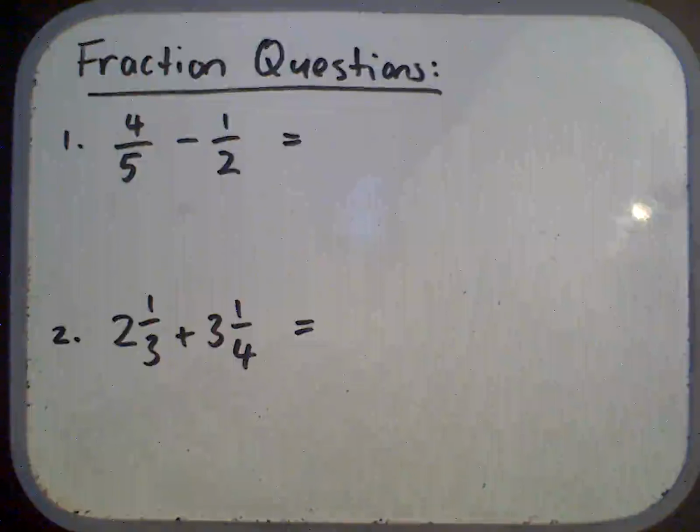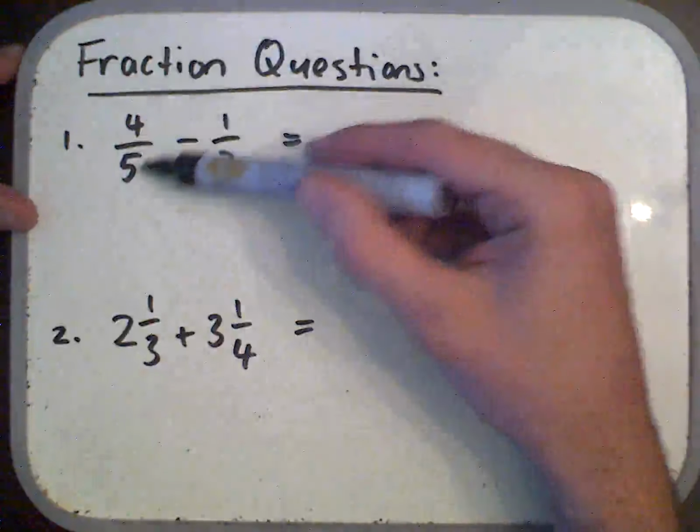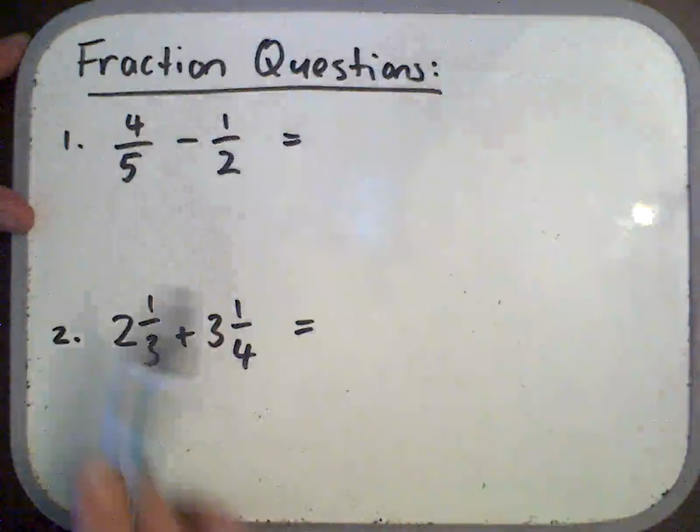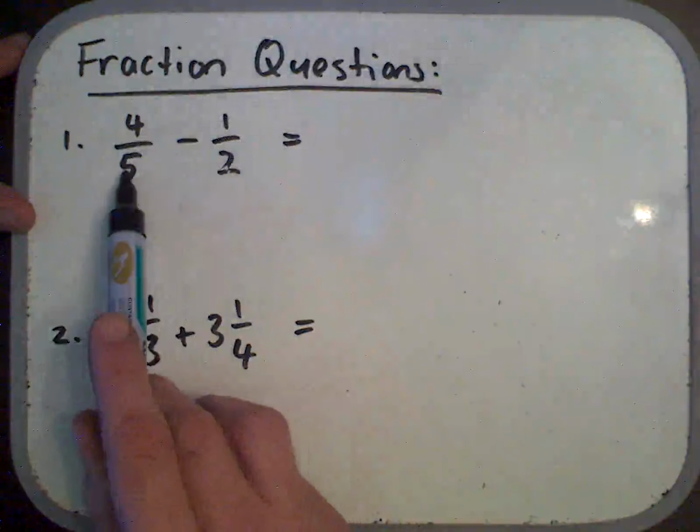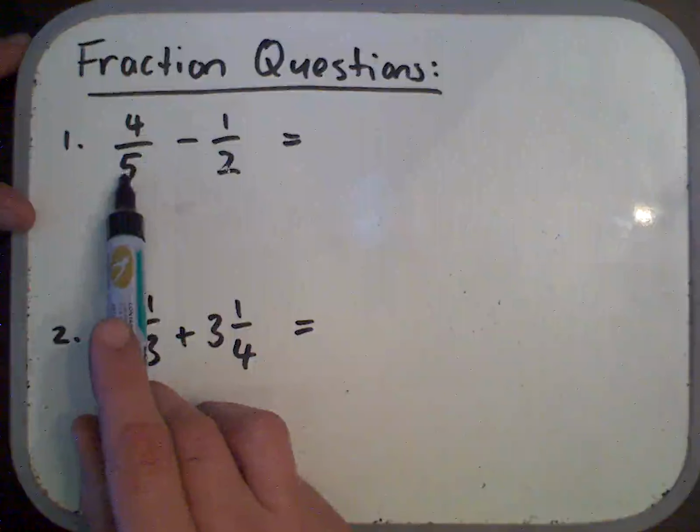Okay, so let's look at some of the questions that we've done so far. Let's look at a mixed amount of questions. So let's look at the first one. 4/5, we're subtracting away 1/2. Identify that the parts are not the same. So the first thing here we need to do is to change it so that our denominators are the same.